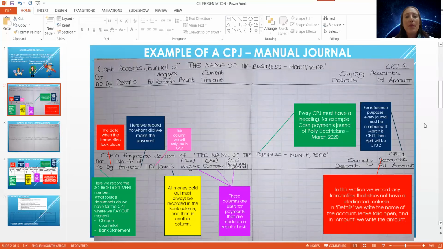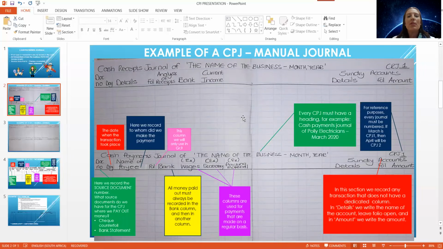So if you're the bookkeeper of a business one day, or the owner of your business one day, and you're doing it manually, you can literally use a page. The top normally we use for the CRJ and the bottom for the CPJ on a month-to-month basis. Okay, so let's have a look.